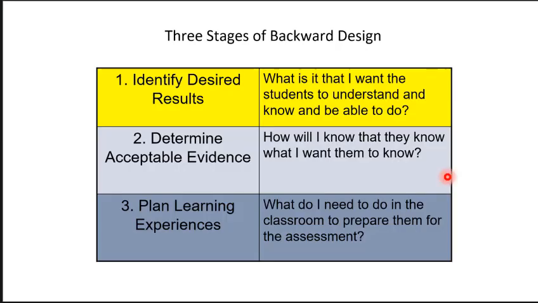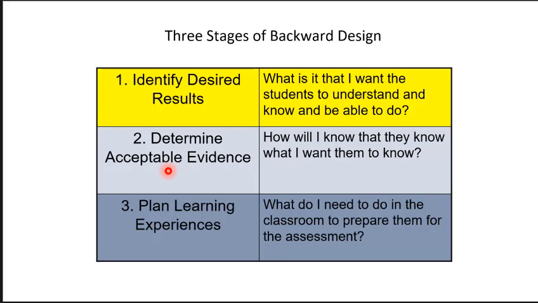The backward design has three stages. The first stage is to identify the desired result. That means what I want my students to understand and know and be able to do. So it's like, what are your learning outcomes? What are the knowledge and the skills the students will master and acquire at the end of your online courses?